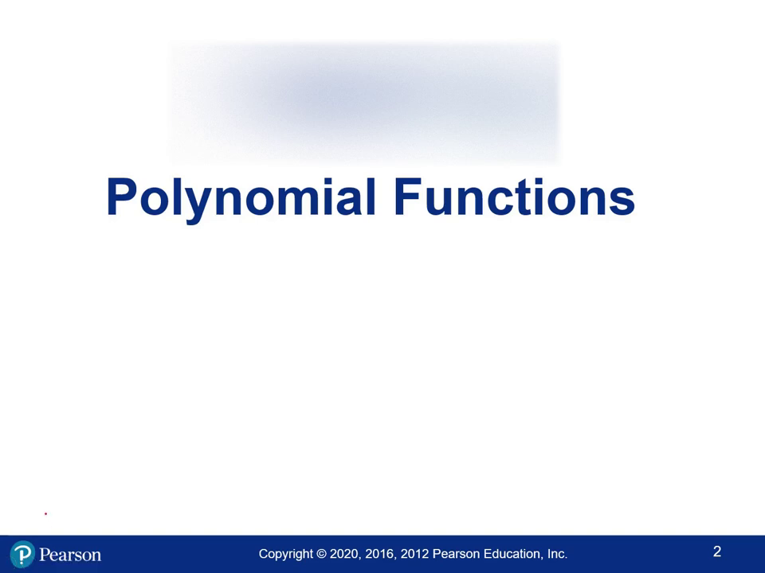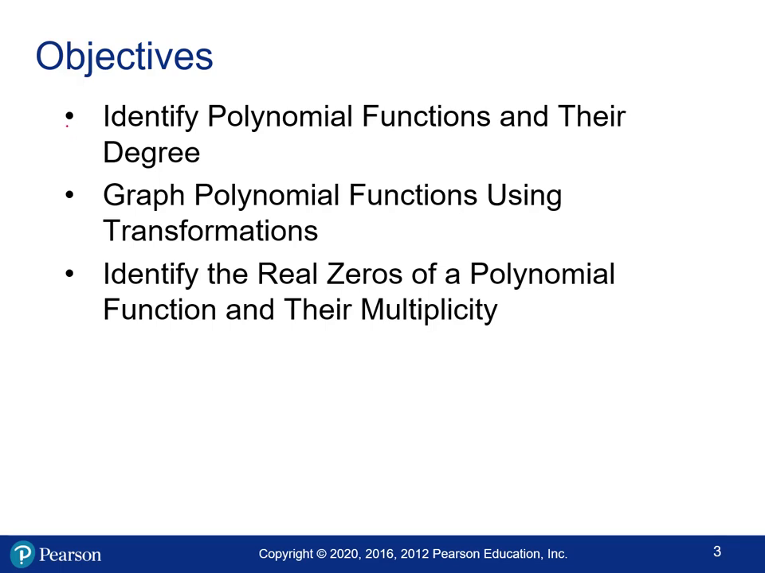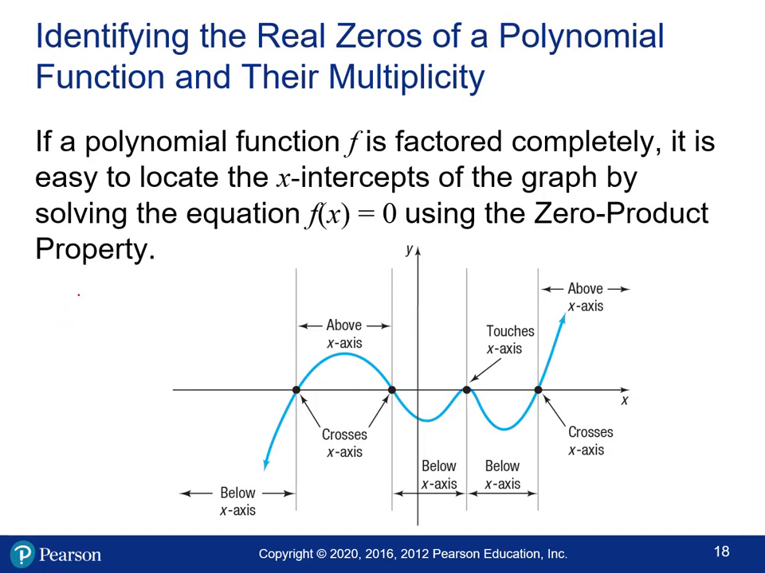Hi everyone, we're talking about polynomial functions. In the previous video we had done the first two objectives, so in this video we're going to be picking up right here, where we're going to identify the real zeros of a polynomial function and their multiplicity, and then we're going to go through quite a few examples. Okay, so let's start with identifying the real zeros of a polynomial.